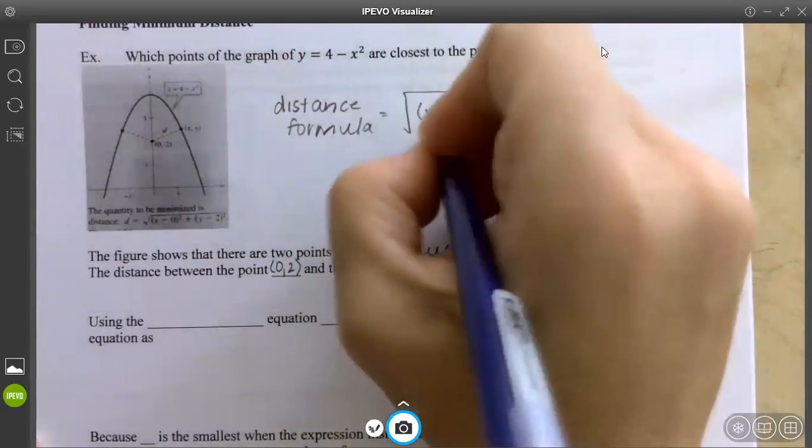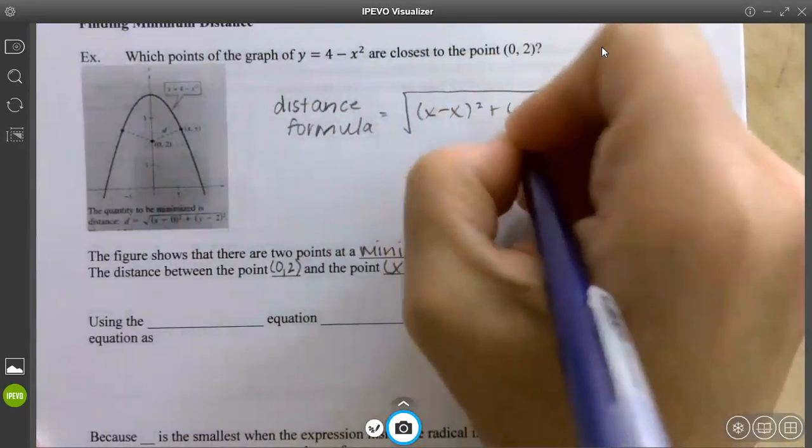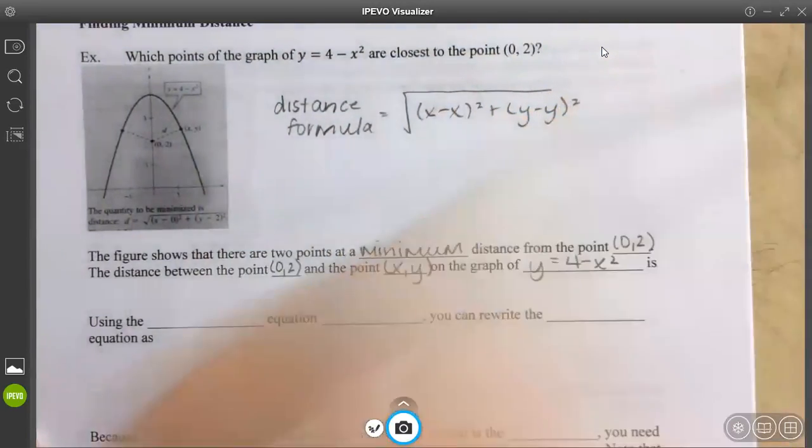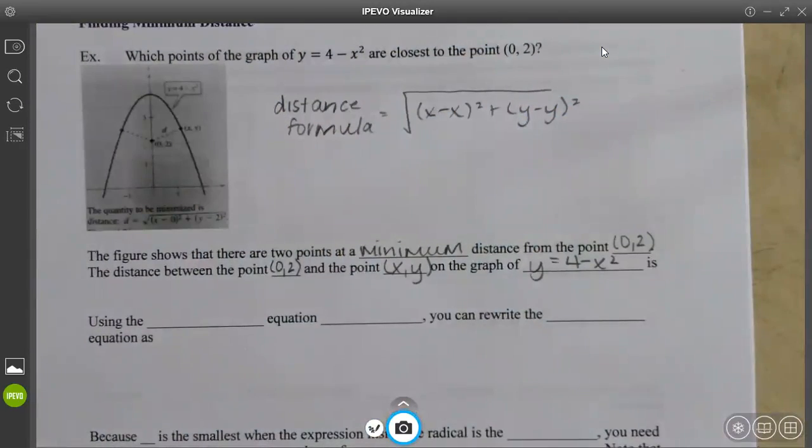Oh, it doesn't matter. X minus x squared plus y minus y squared. You can have any order, it could be the y's first and then the x's. They used to make you teach y2 minus y1 squared plus x2 minus x1 squared. I just do x minus x, y minus y. That's in order. You read left to right. It doesn't get messed up that way. All right.